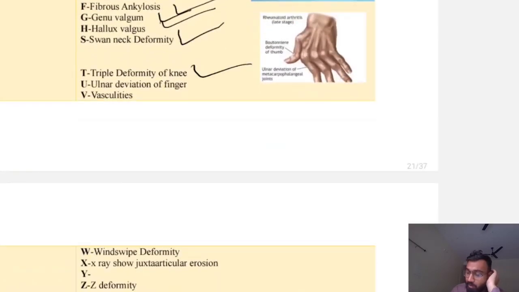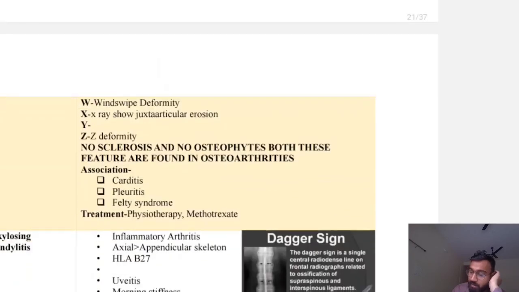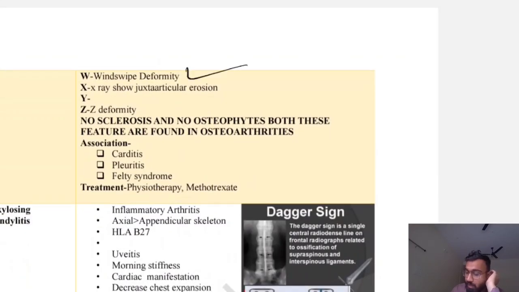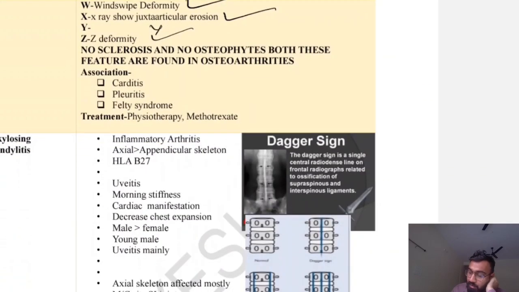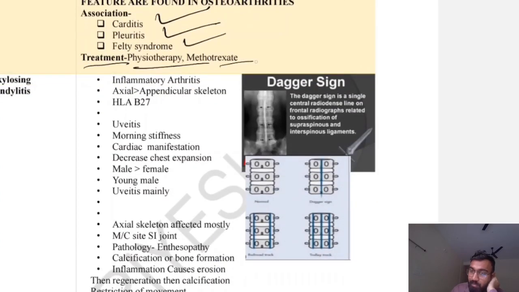T is for triple deformity of knee. U is for ulnar deviation of finger. V is for vasculitis. W is for windswept deformity. X is for X-ray shows just articular erosion. Y you have to skip. Z is for Z deformity. And you have to understand, no sclerosis and osteophytes. These are seen in osteoarthritis, not in rheumatoid arthritis. Rheumatoid arthritis has association with carditis, pleuritis, and Felty syndrome. Treatment is by physiotherapy and giving methotrexate.